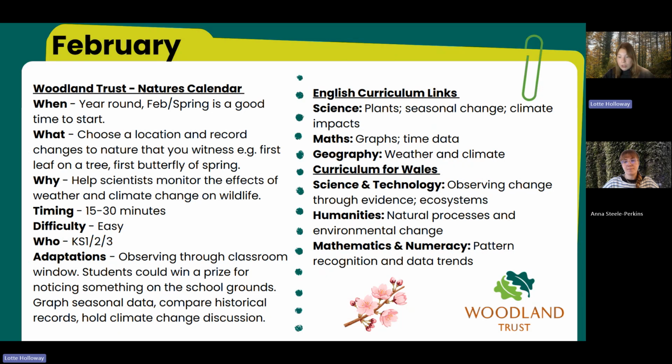And if you wanted to make it more difficult, the students can choose different areas, take ownership of different areas on the school grounds. But sometimes it's nice to do it as a team activity. There's also loads of ways to extend this. So you might want to begin to graph seasonal data, and as I mentioned, compare the historical records. And it can be a really great way to start having some of those climate change discussions, noticing some of the changes to nature right in front of them throughout the year. But February is a great time to set this project up.